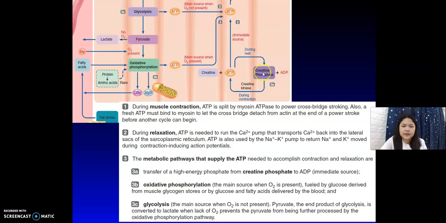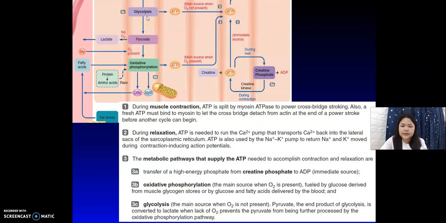So 3A here is creatine phosphate, and we can see that the phosphate is being transferred to the ADP to form an ATP. This will be used as an immediate source of energy. 3B, oxidative phosphorylation. There must be oxygen present. It is fueled by the glycogen derived from the muscle glycogen stores, or by the glucose or fatty acids delivered by the blood.